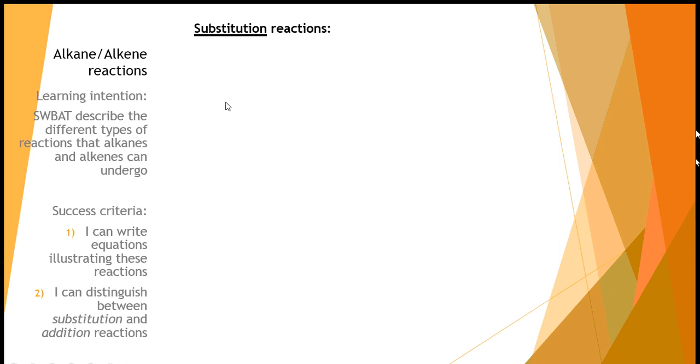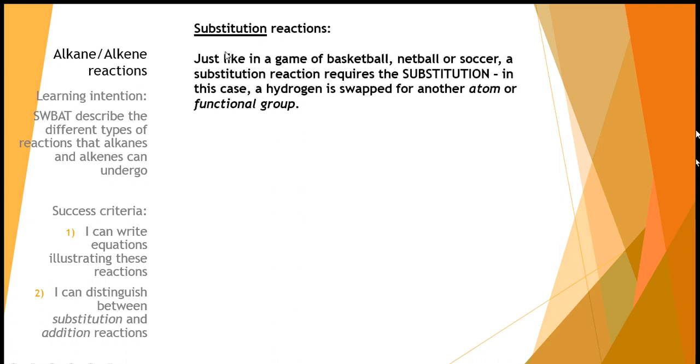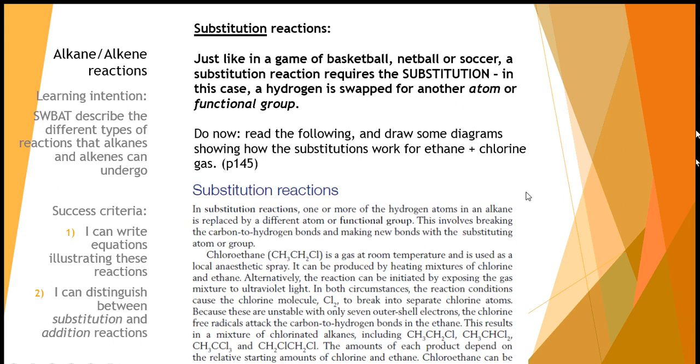So alkanes can undergo combustion reactions and they can also undergo substitution reactions. Combustion reactions, which we looked at before, and now substitution. If you don't know what we're talking about when we use the word substitution, think of a basketball game, a netball game, or a soccer game. When you make a sub in those games, you take out one player and you swap in another. For alkanes, we swap out a hydrogen and we swap it for another atom or a whole functional group. We swap out one for another.